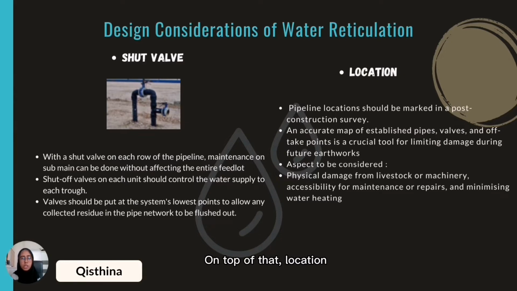On top of that, location is one of the very important considerations. Pipeline locations should be marked in a post-construction survey. This is because an accurate map of established pipes, valves, and off-take points is a crucial tool for limiting damage during future earthworks. Here are some of the aspects to be considered for location. The location must be far from physical damage from livestock or machinery, and it must have accessibility for maintenance or repairs, and it is advised to find a location which minimizes water heating.